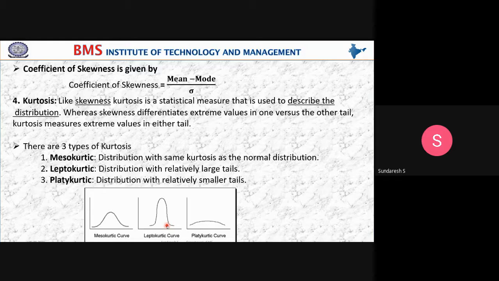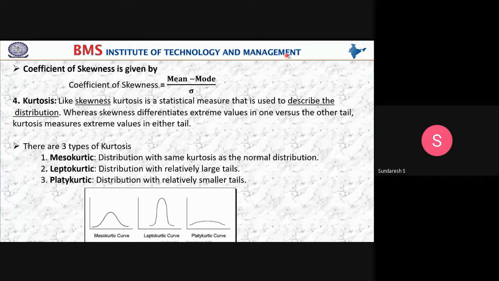And the third one is platykurtic, with relatively smaller tails. Look over here. The extreme values do not form a large tail. The values are distributed fairly uniformly. This kind of kurtosis we call platykurtic.